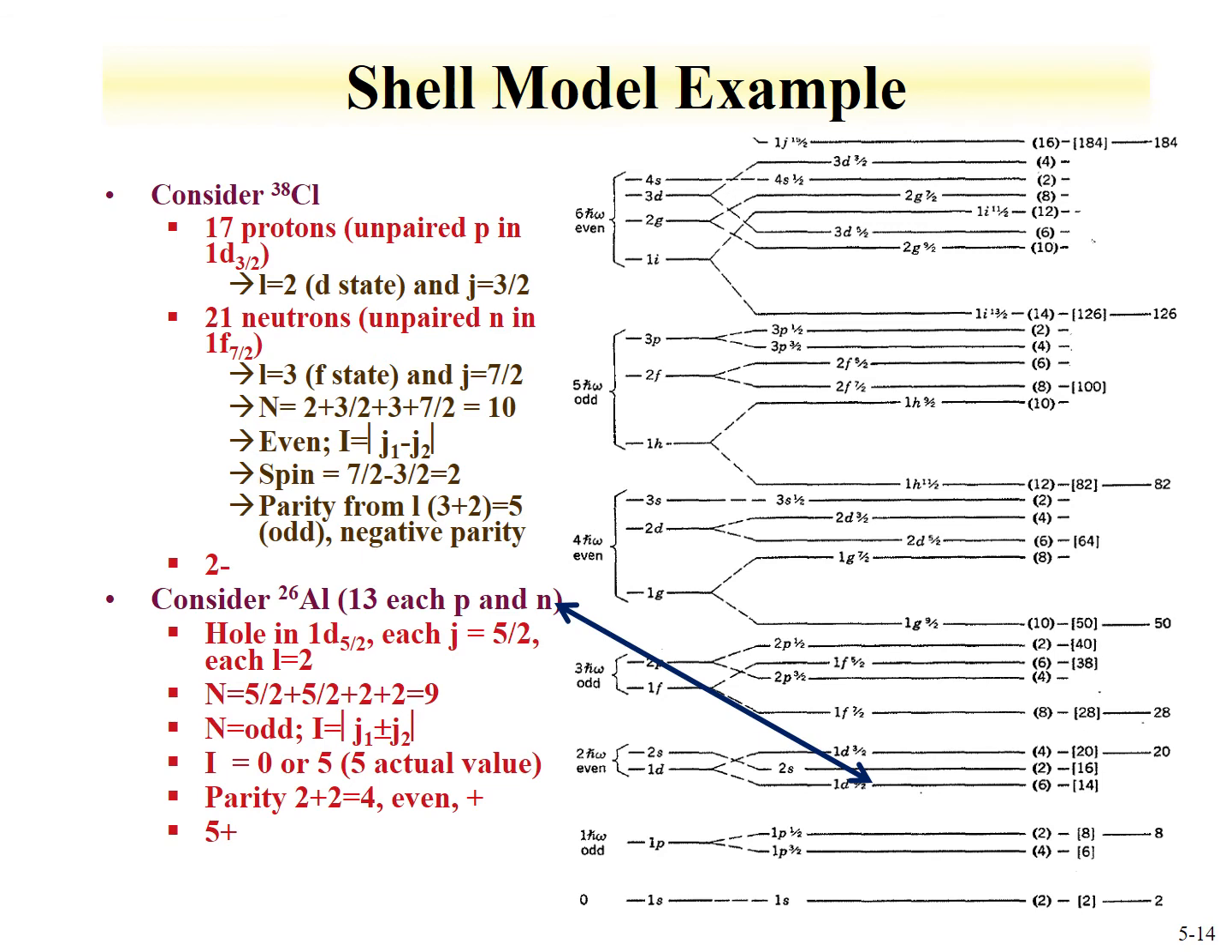So the spin is going to be the absolute value of the sum or the difference of the spin values. Each spin value is 5/2. So 5/2 plus 5/2 is 5, and 5/2 minus 5/2 is 0. We would expect the spin to be either 5 or 0. For the parity, each orbital state is 2, and 2 plus 2 is 4, which is even. So the answer is either 0 plus or 5 plus, and the actual value is 5 plus. So here's an example with an odd Nordheim number where you get a choice of answers to evaluate.